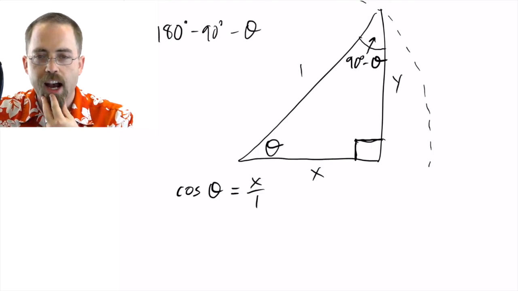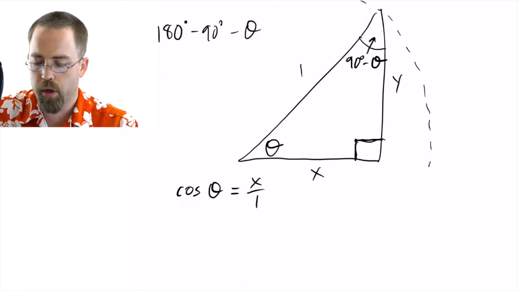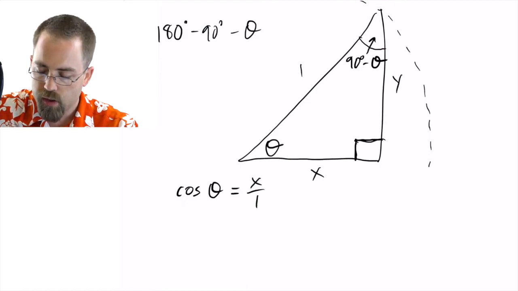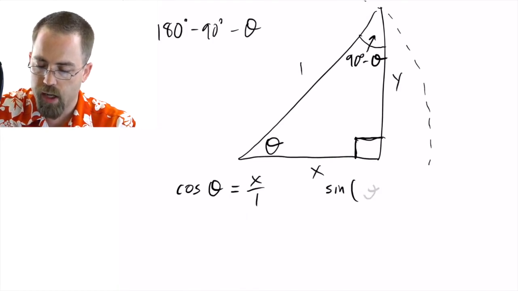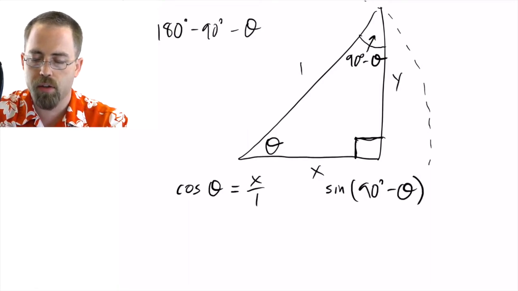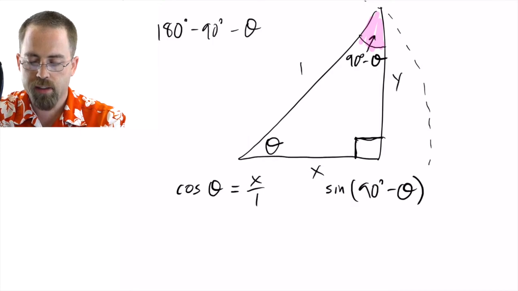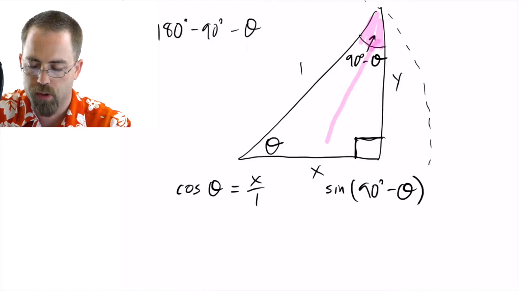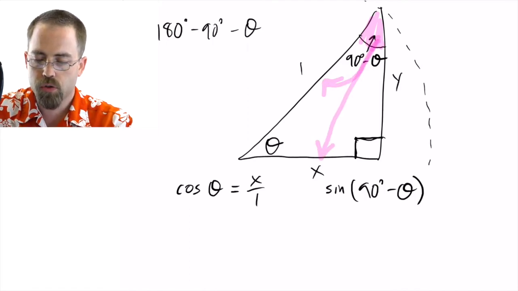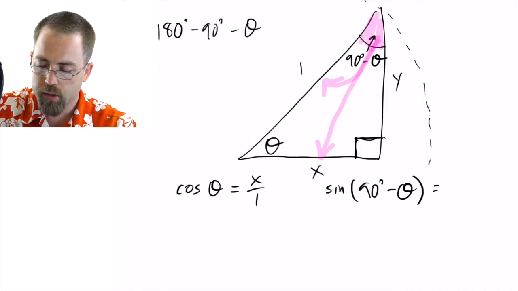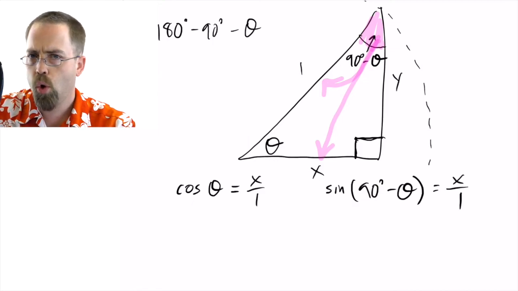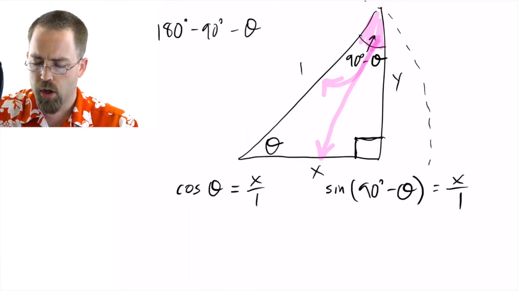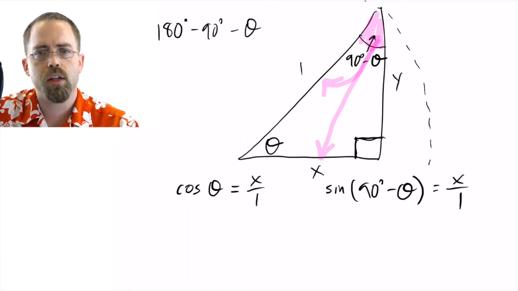So now I can ask you a very unusual question. What is sine of 90 minus theta? What I'm saying for you to do is to orient yourself up here to this angle and then ask, what does sine ask? Sine asks for SOHCAHTOA opposite over hypotenuse. So that must be x over 1, which is the same thing as cosine of theta.